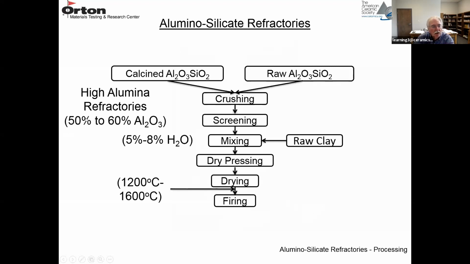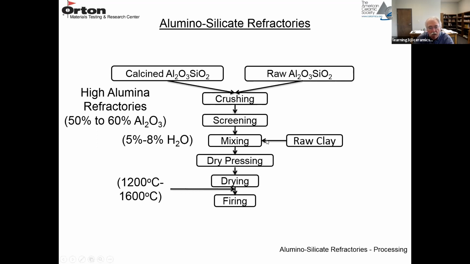When you go to alumina content over 50%, you're now using your calcined 1-to-1 ratio of alumina to silica. You're using this type of anhydrous raw material, and you're mixing it with a raw clay. And the operations are basically the same for all of these from now on for the rest of these high aluminas. The raw materials are crushed, screened to the appropriate sizes and mixed in the right proportions to maximize your density.